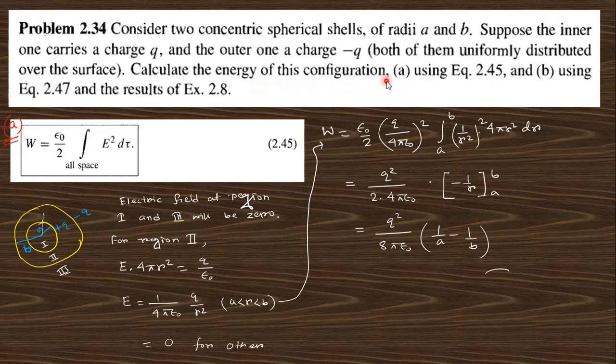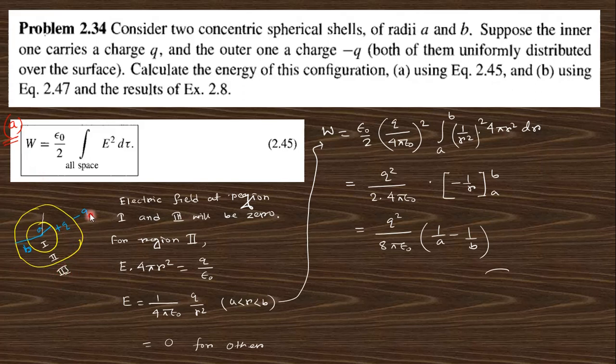Calculate the energy to form the configuration using this equation and using this equation. Okay, so using this equation you want to find the work done to form this configuration. So you need to know the electric field in the three regions. For region 1 the electric field will be 0 because there is no charge within this region, and for region 3 the electric field will also be 0 because the total charge within this sphere will be plus q and minus q, that is 0.